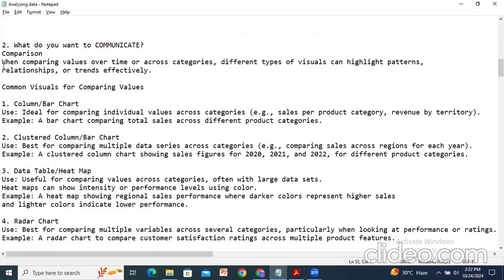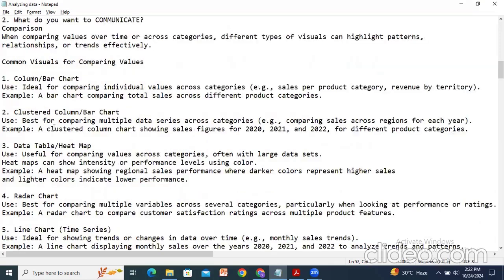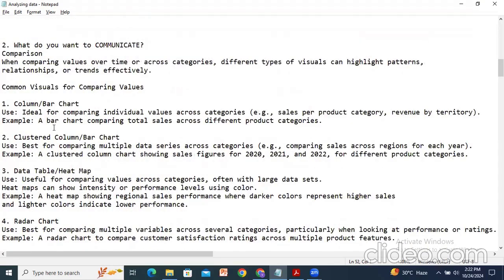what do you want to communicate. What do you want to communicate is mainly, as mentioned above, comparison, composition, relationship, distribution. These we have to discuss. In comparison, which charts we go with, and in composition, which charts we go with, like that. So first of all, we'll go with comparison.